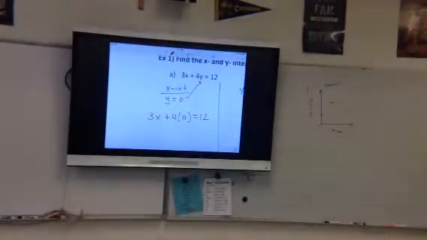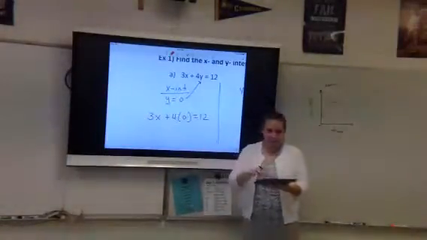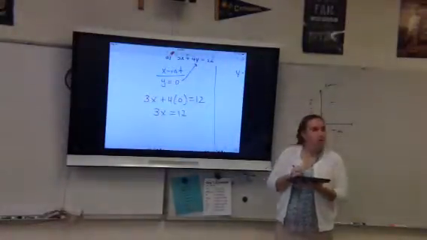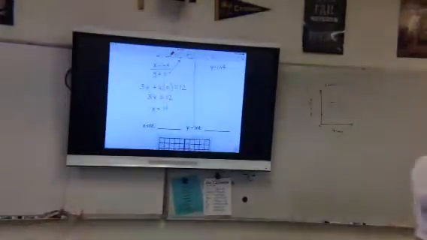Everybody okay with that so far? Okay, so now what's going to happen here? What happens with this one? It just goes away. It's great. So 3x equals 12. So then what's x going to equal? 4. So your intercept is at 4.